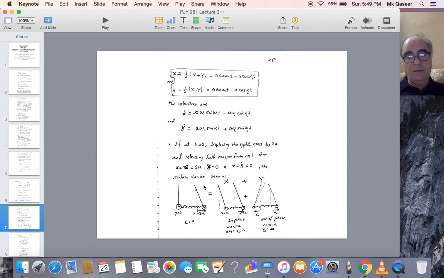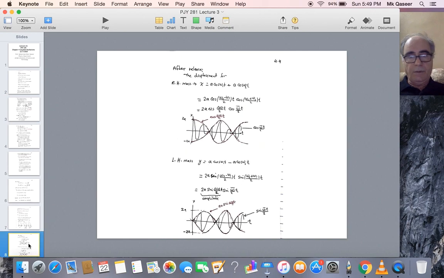The motion can be seen as a combination of two motions. For X capital, the two masses are in phase, or the two waves are in phase, and for Y capital, it looks out of phase. This mass goes to the right, then this goes to the left, and vice versa, as I said before.